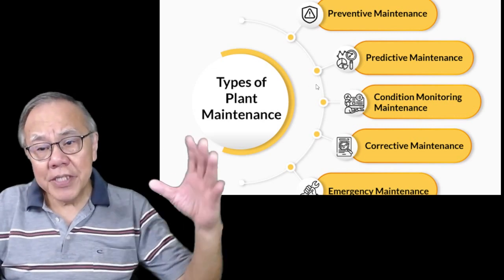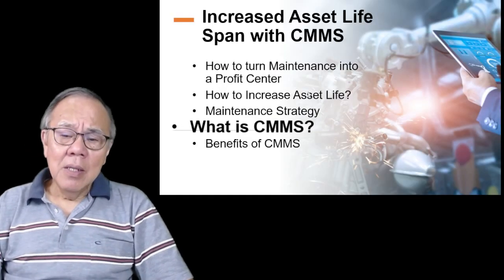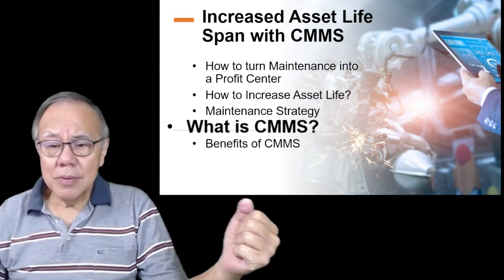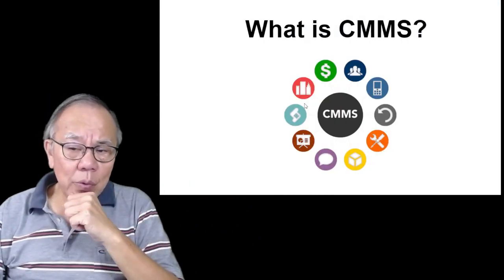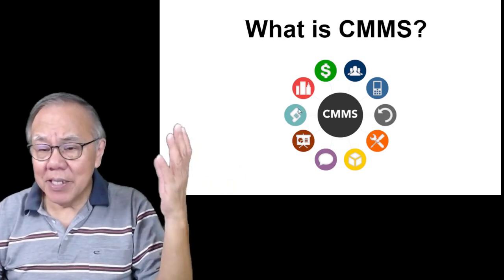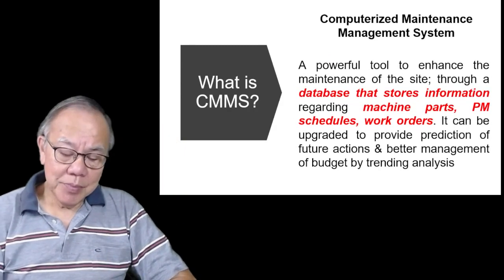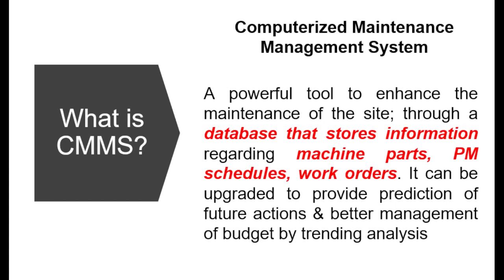And how do we put all these things together? The way to put it together is actually to use a CMMS. So what is a CMMS? CMMS basically stands for computerized maintenance management system. It's a powerful tool to enhance the maintenance of the site through a database that stores information regarding machine parts, PM schedule, work orders. It can be upgraded to provide prediction of future action and pattern management and budget by trending analysis.